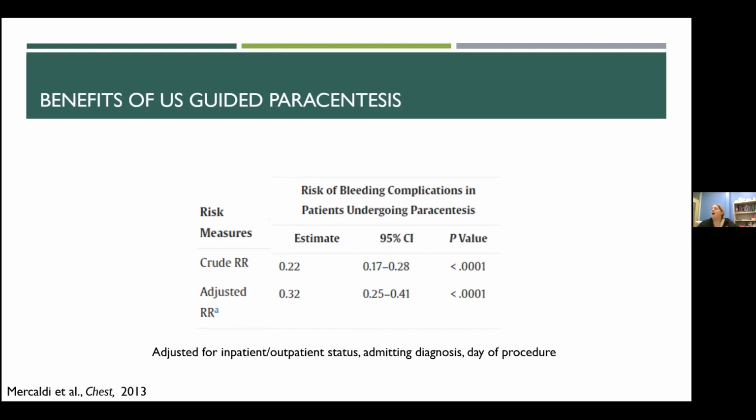They actually went through and readjusted this. So they adjusted for inpatient and outpatient status, their admitting diagnosis, the day of the procedure. And really the thing that came through was that ultrasound was one of the biggest factors in the adjustment that decreased the rate of bleeding complications. In a patient with cirrhosis, that's a really big deal because you don't want to volume load them, and you don't want to give them donor exposures if they might be transplant candidates. So avoiding any sort of bleeding in that patient population is really helpful.